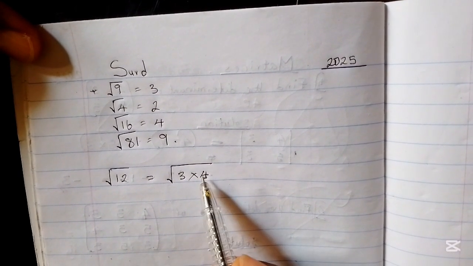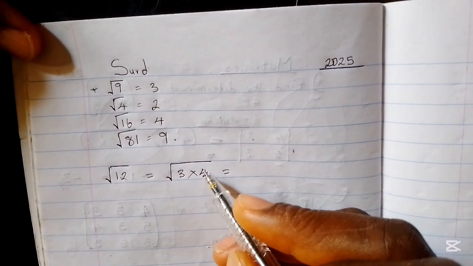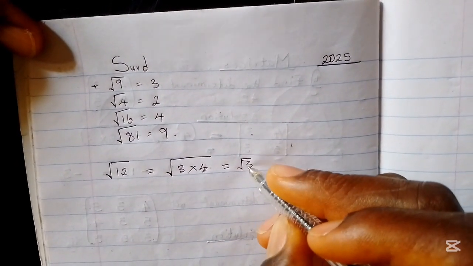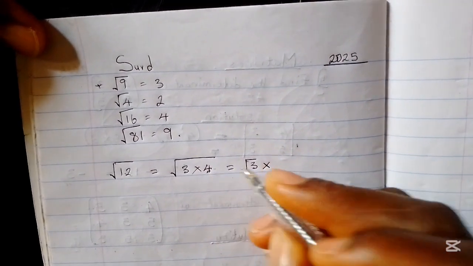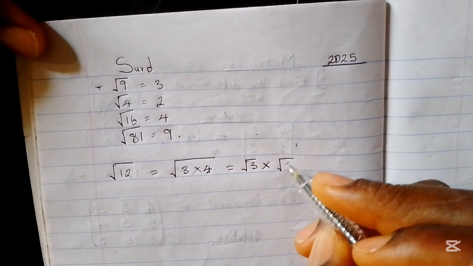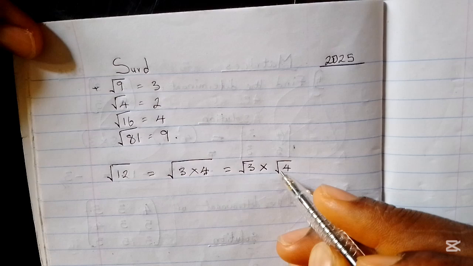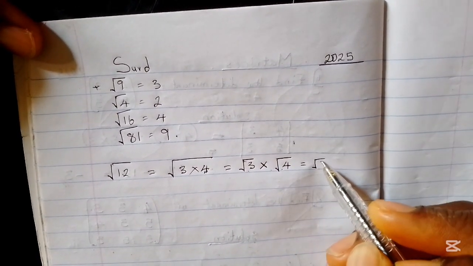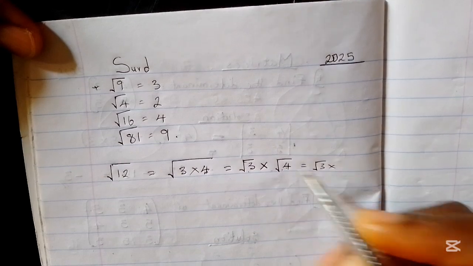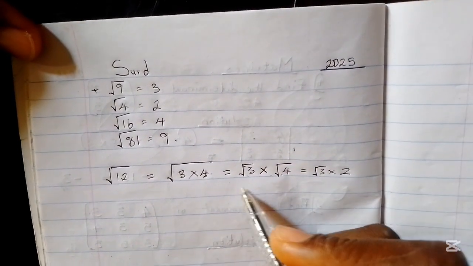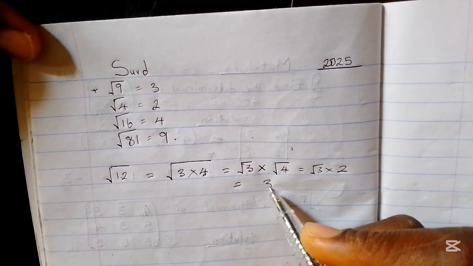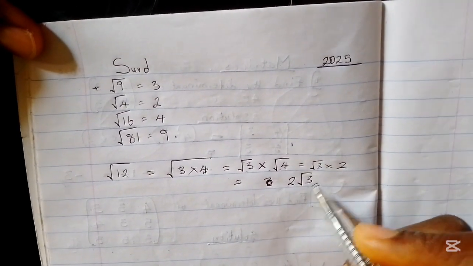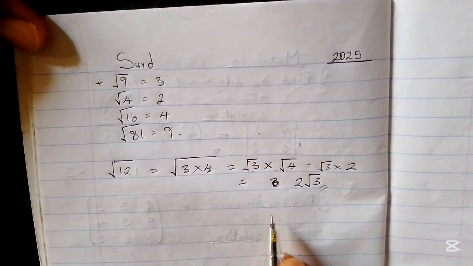So, multiplication of surds. The surd rule says that when we have a multiplication this way, we can separate the two terms, the two digits, in different surds. So I can have something like this: root 3 multiplied by root 4. Root 4 will give us 2. So in essence, this is 2 root 3. This is how it is written.